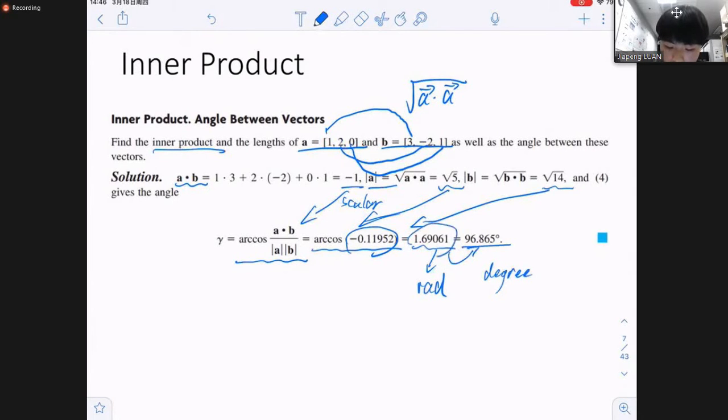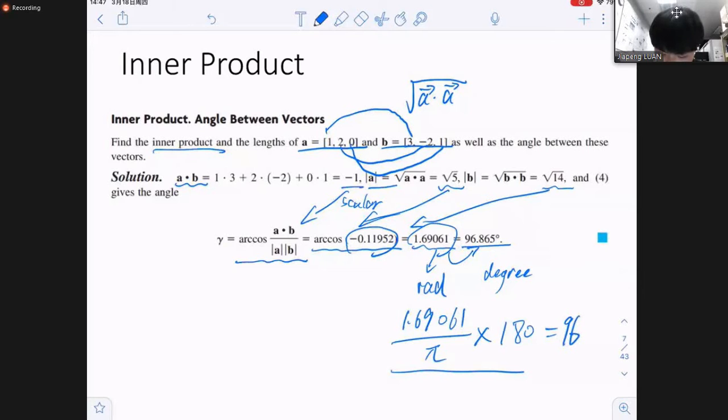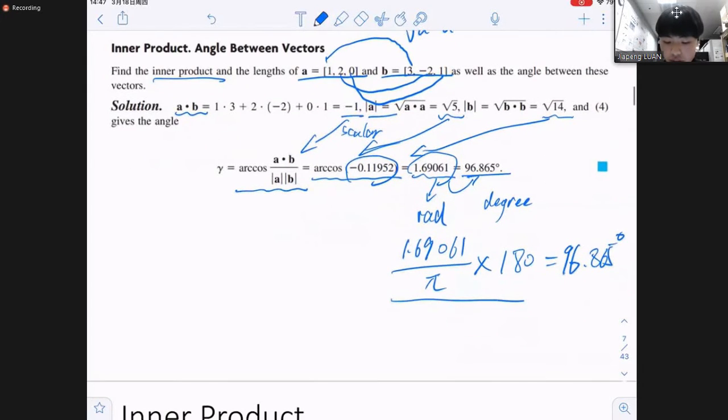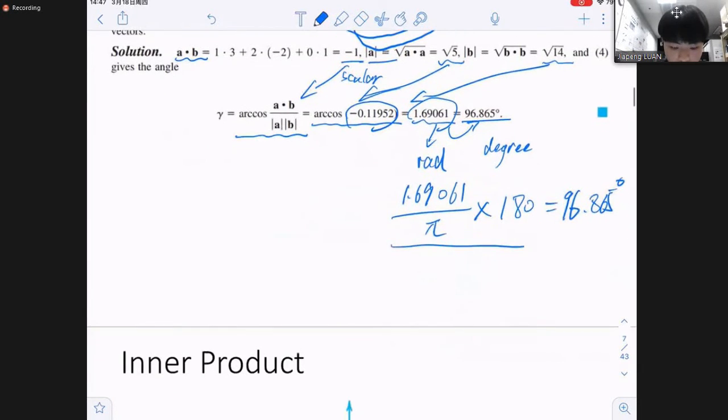Then you have to turn this into the unit of degree. So how to make this into degrees? You can see that this is 1.69061 over pi times 180. That is actually how you turn a rad into a degree. You use this equation. Yeah, I think you know this.